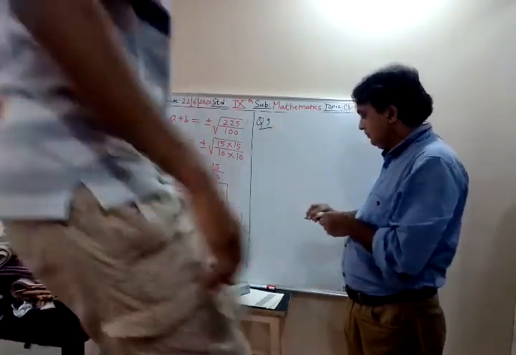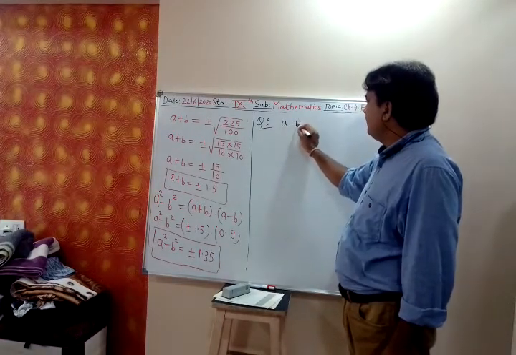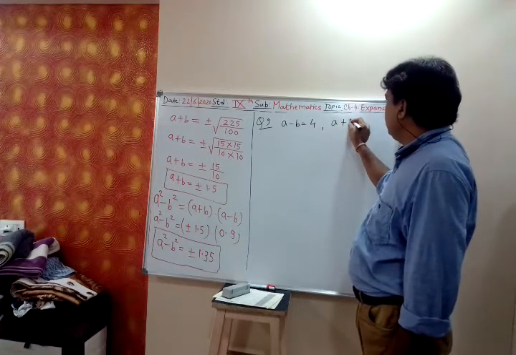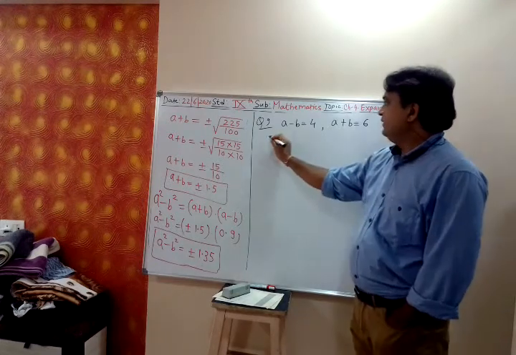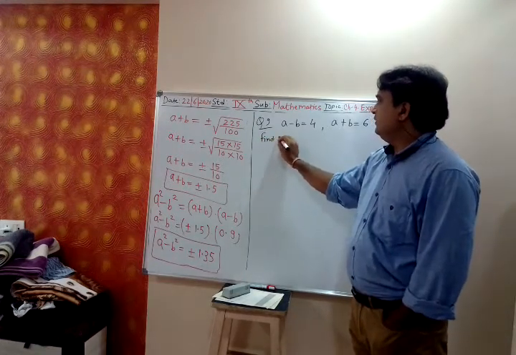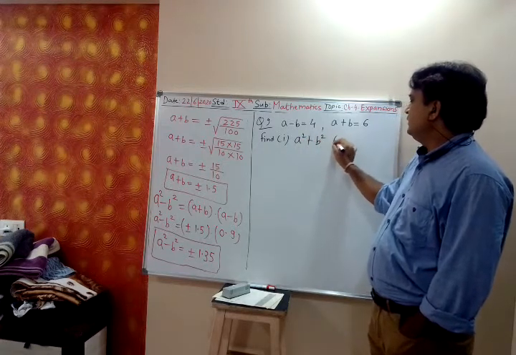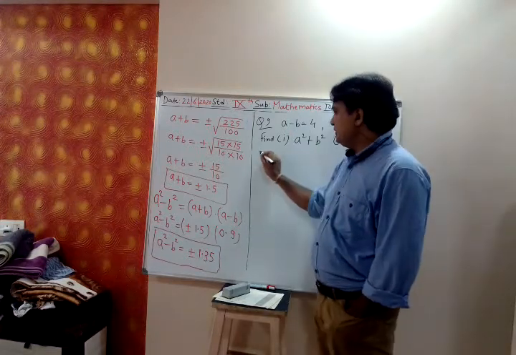All are important. They are important from board point of view. A minus b is 4 and a plus b is 6. A minus b is 4, a plus b is 6. Find first a square plus b square. Second, find ab. These are important questions.